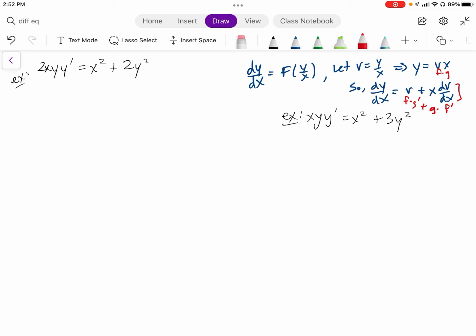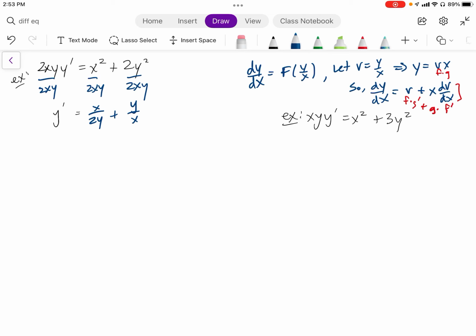Okay, so I have two examples. Let's first check, is it homogeneous? We need to get y prime by itself, so divide everything by 2xy. Then we're left with y prime, or dy/dx, equals x over 2y after you reduce, plus y over x.